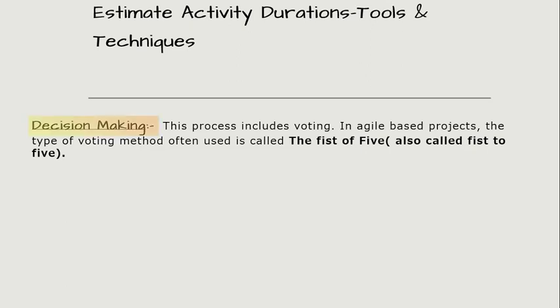The next tool and technique in estimate activity durations is decision making. This process includes voting. In agile-based projects, the voting method often used is called the fist of 5, also called fist to 5, where team members vote by showing up to 5 fingers for full support or none for no support. If a team member holds up fewer than 3 fingers, he is given the opportunity to discuss any objections within the team. The project manager continues the fist of 5 process until the team achieves consensus, that is, everyone holds 3 or more fingers or agrees to move to the next decision.